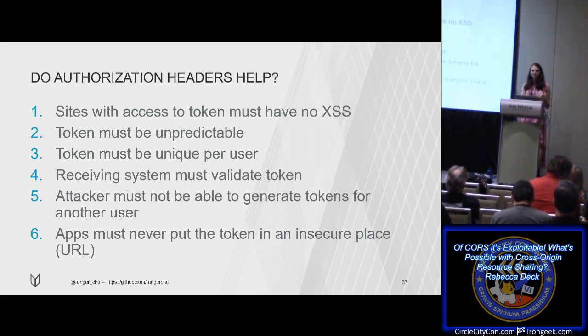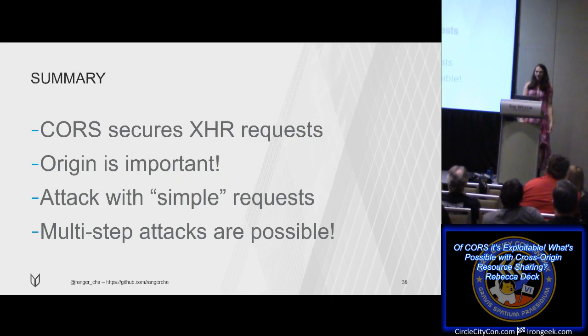Apps cannot put that token in an insecure place. So as soon as you put that token in a URL, then it can potentially be compromised. That one I think is less of a serious issue, because you need to have already achieved a man-in-the-middle position to get that token in that manner, or you have to own their proxy, things like that. And so that can be a problem. So yeah, authorization headers can be pretty helpful in that.